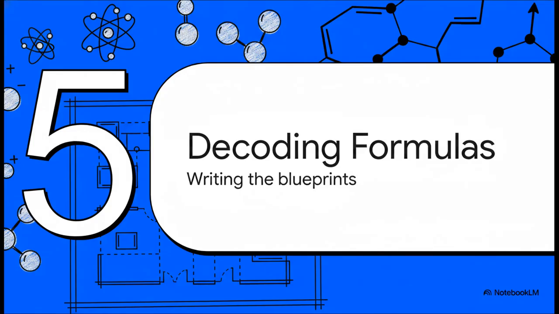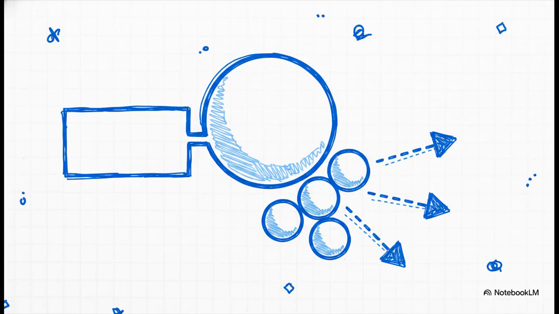All right, final stretch. Section 5, decoding chemical formulas. Time to learn how to actually write these blueprints down. So we've talked about atoms, molecules, and ions. Now let's decode the actual chemical formulas that chemists use to write them out on paper. In our chemical blueprint, we use the atomic symbols straight from the periodic table, right?